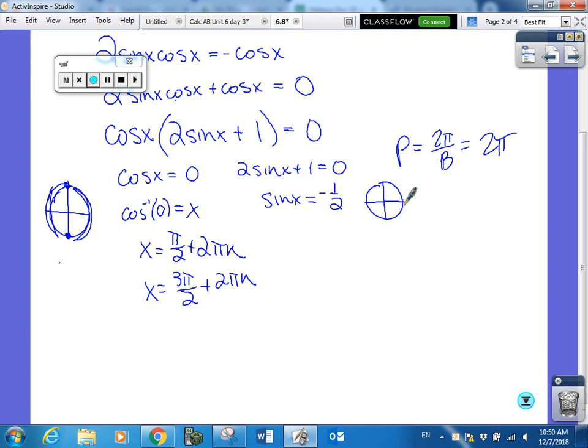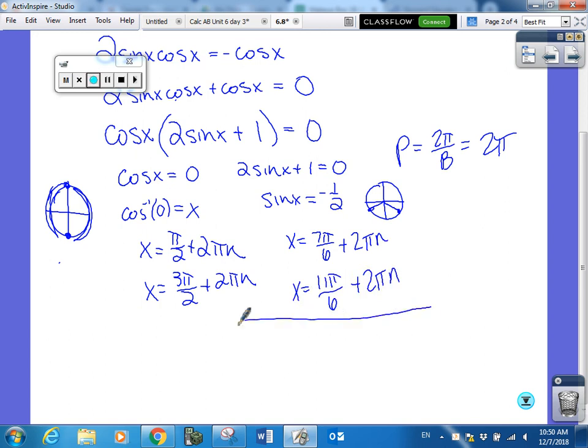Where does y equal negative 1/2? Two places right there. So that's going to be at x equals 7 pi over 6 plus 2 pi n, and at x equals 11 pi over 6 plus 2 pi n. So there are your general solutions for this problem. All of them. Not part of them, all of them.